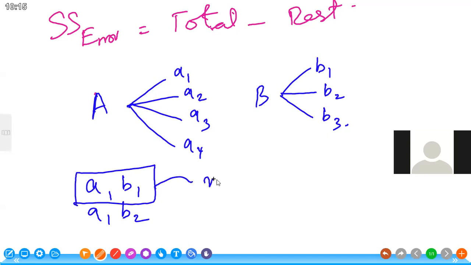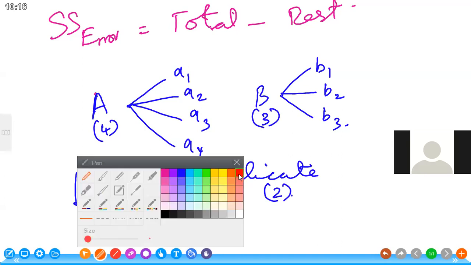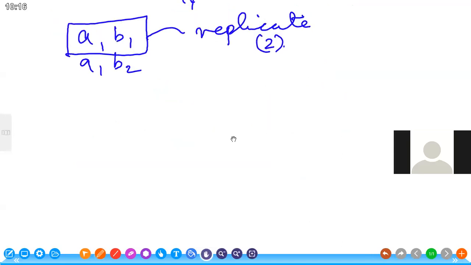We need to replicate this. That is why we have the replication. Without replication, we cannot calculate the error term. So that is why we are replicating. So it has been replicated twice, right? 2 times. So here A level, 4 A levels, 3 B levels, and 2 replicates. Did you understand?